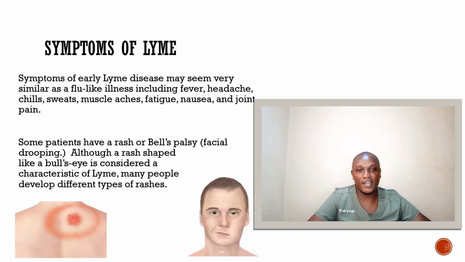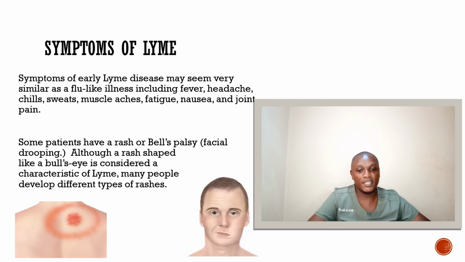Lyme disease is sometimes referred to as the great imitator. This means it imitates symptoms of different diseases, and most patients may not be correctly diagnosed with Lyme disease. First, it will present with flu-like symptoms such as fever, headache, chills, sweats, muscle aches, fatigue, nausea, joint pains. All those symptoms, I'm sure you can find them in other diseases. This is how Lyme disease presents. And then some patients may develop a rash, and other patients may develop Bell's palsy, that is facial drooping, like this guy you are seeing here.